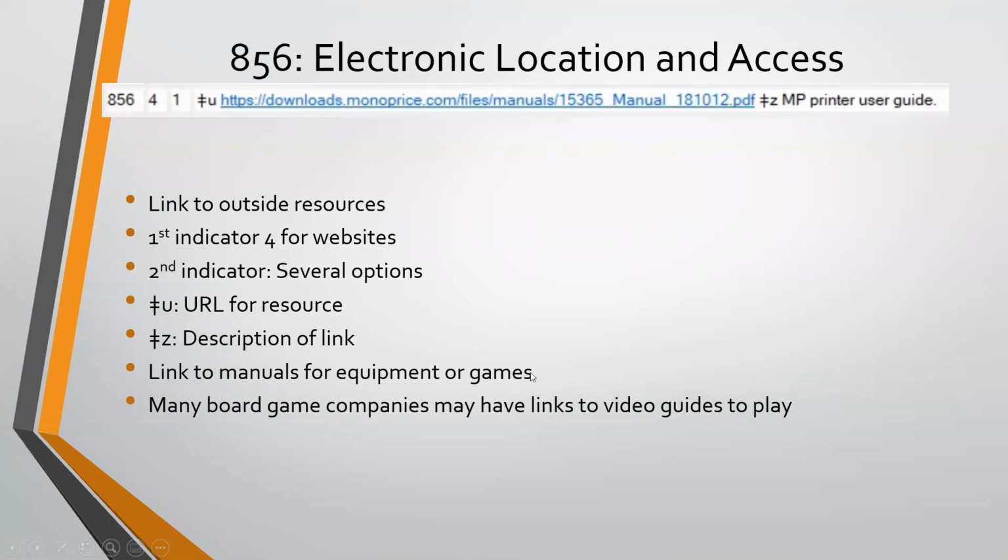So you can link out to manuals for equipment or games. A lot of board game companies now, especially for more complex games, will have links in their manuals to their YouTube page and have videos or guides on how to play their game. These are things for board games or equipment you could consider having in your catalog record, so that your patrons can look at your catalog record for a board game, say, oh, this looks interesting, and then link to the company's YouTube page and see how you actually play it and see if this is actually something I'm interested in.